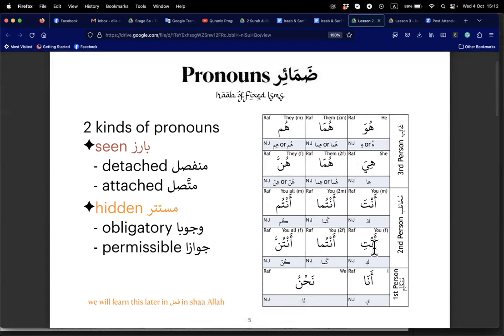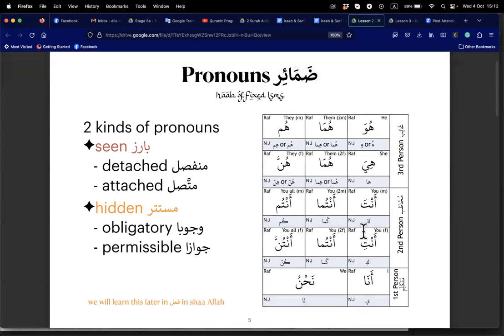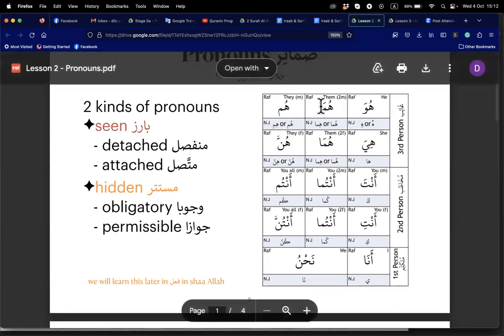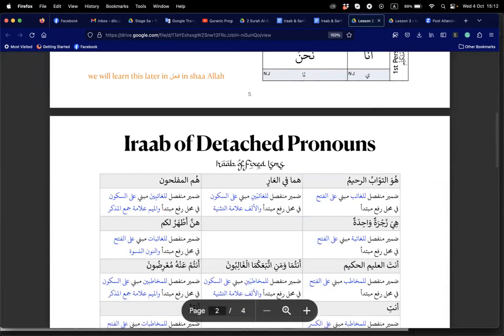And there are two kinds of pronouns. The one that you know very well is your munfasil and muttasil. Munfasil is the independent pronouns, yes. Muttasil you know as the nasab or jar one. But you also have later another kind of muttasil when we go to fi'il. And we also have mustatir pronouns, again when we do fi'ils. But today we'll just do the ones that we know, the independent one and the attached nasab and jar one.